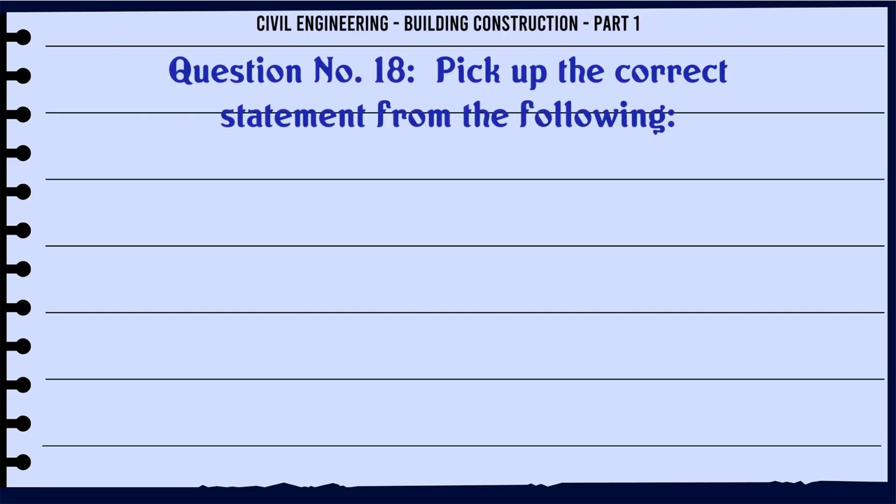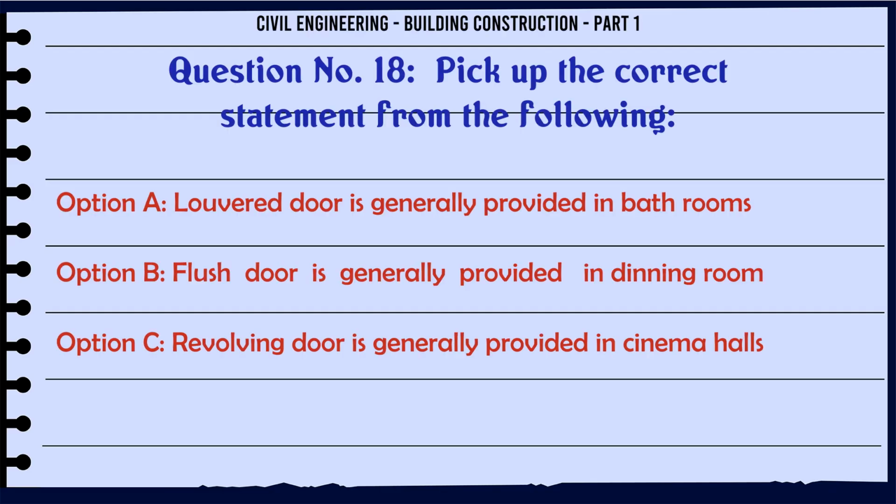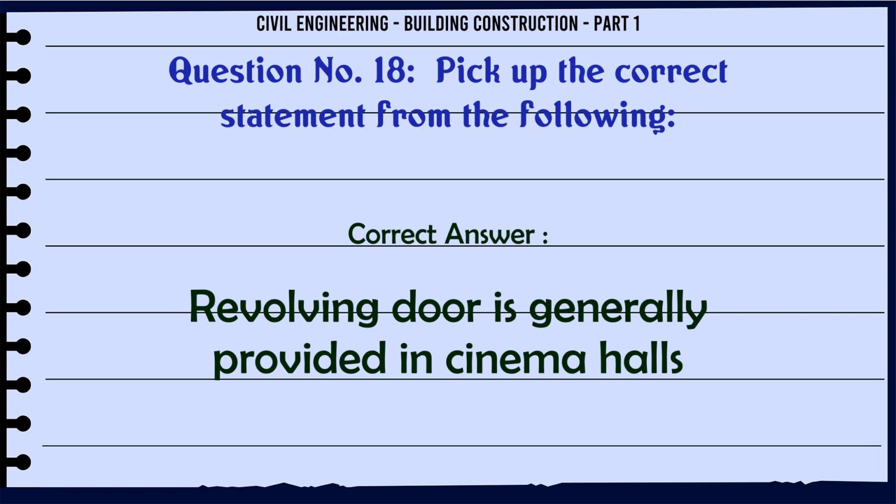Pick up the correct statement from the following. A. Louvered door is generally provided in bathrooms. B. Flush door is generally provided in dining room. C. Revolving door is generally provided in cinema halls. D. Sliding door is generally provided in showrooms. The correct answer is revolving door is generally provided in cinema halls.